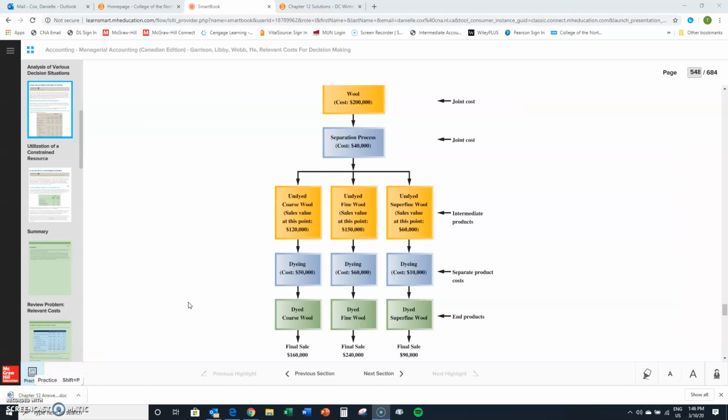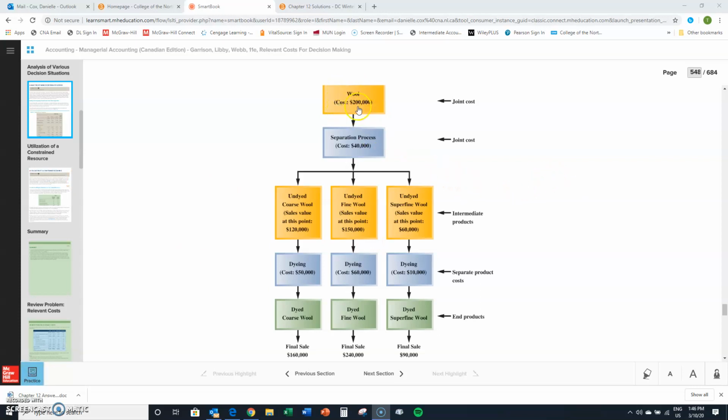The next topic in the book is the sell or process further decision. Some of the terms are joint products, joint product costs, and split off point. We're just going to look at this exhibit, Exhibit 12-6, on page 548.